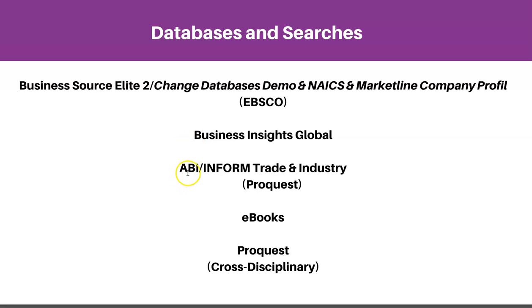ABI Inform Trade and Industry, emphasis on trade journals. Those very important how-to pieces that also give you the news and information about your work or what you're trying to do or accomplish or create or research. Also, I need to make sure you understand how to use our ebooks. Our ebooks are rich in business resources. Rich, I tell you. And that's a very important word in business.